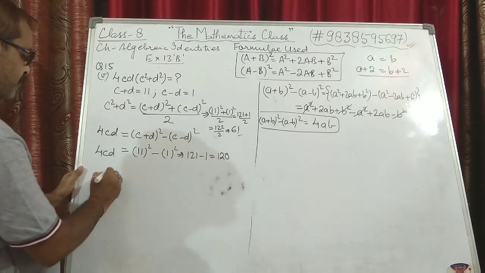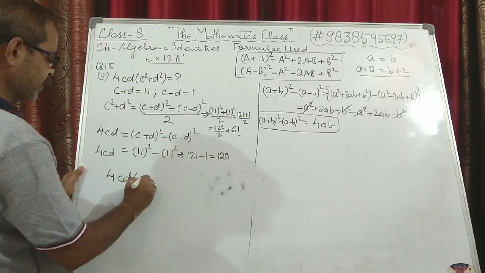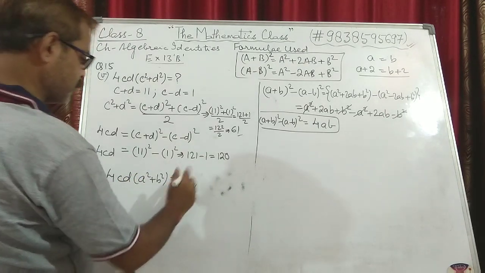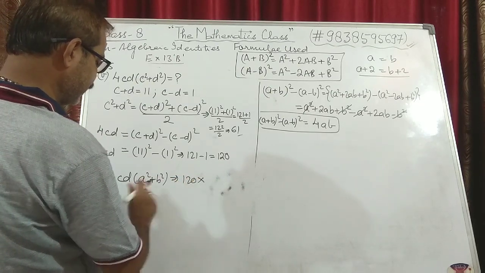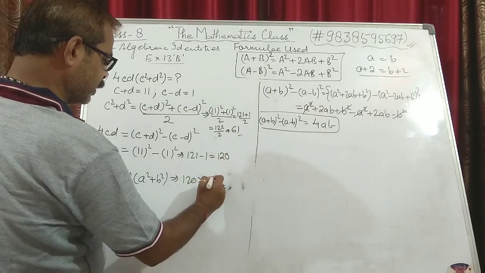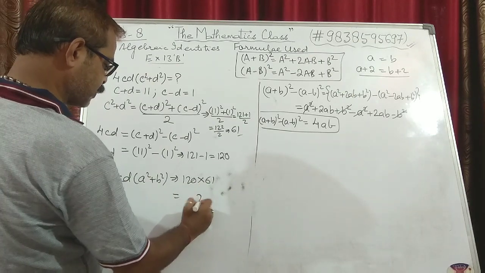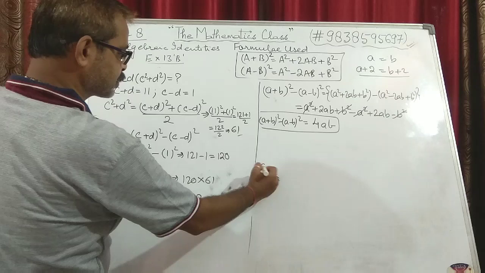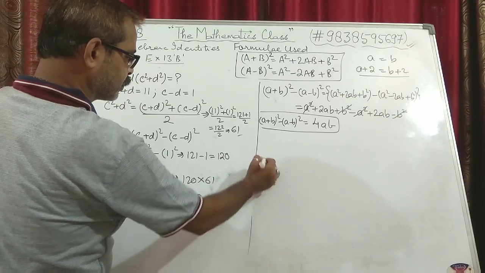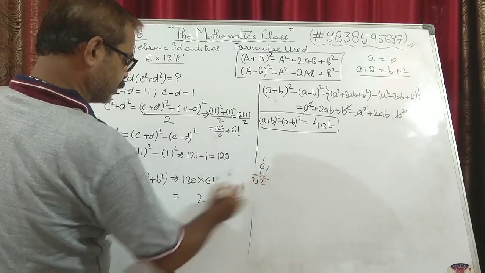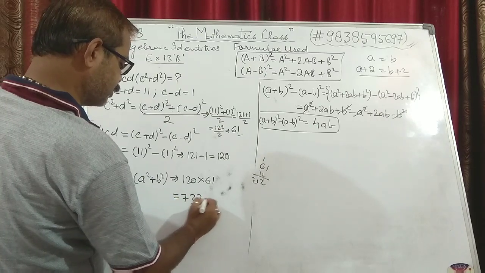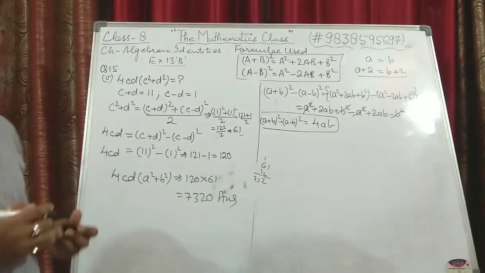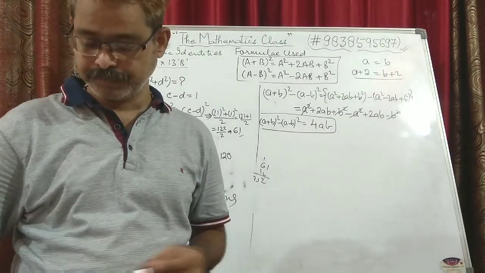Now we need to find out 4CD into (C square plus D square). So we know 4CD is 120 into C square plus D square is 61. 120 into 61: 12 ones are 12, 72, 61 into 12, 72, 73. It is 7320, the final value. Now this exercise is finished.